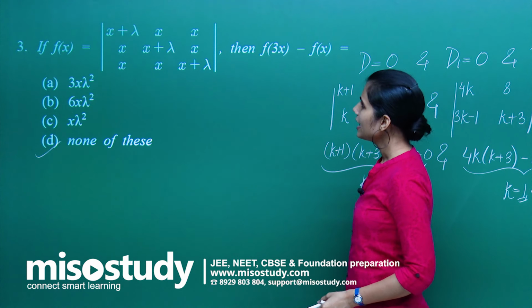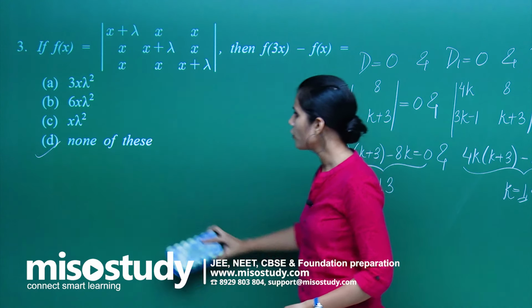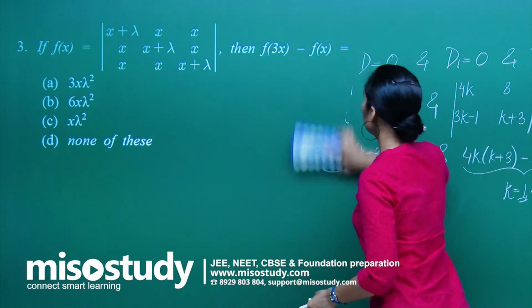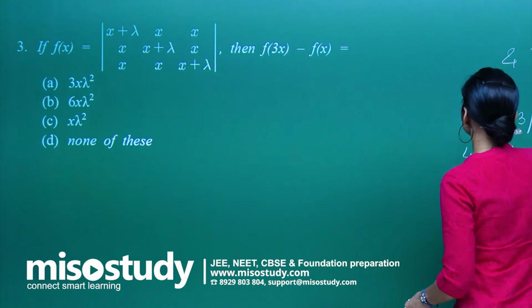Moving on to the next, we have f(x) given to us in the form of a determinant. Then f(3x) minus f(x) is what?